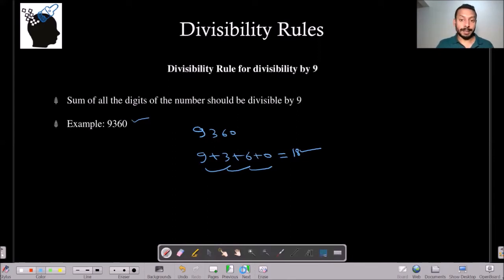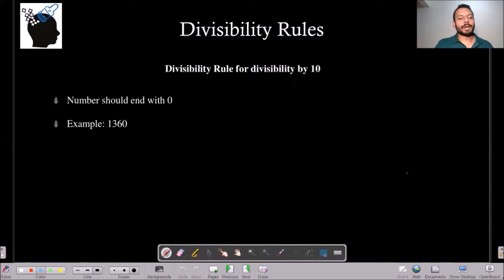Let's check divisibility by 10 now. If a number is divisible by 10, that means the number will end with a 0. Pretty straightforward. So if 1360 is the number, we know it ends with a 0. That means it is divisible by 10.